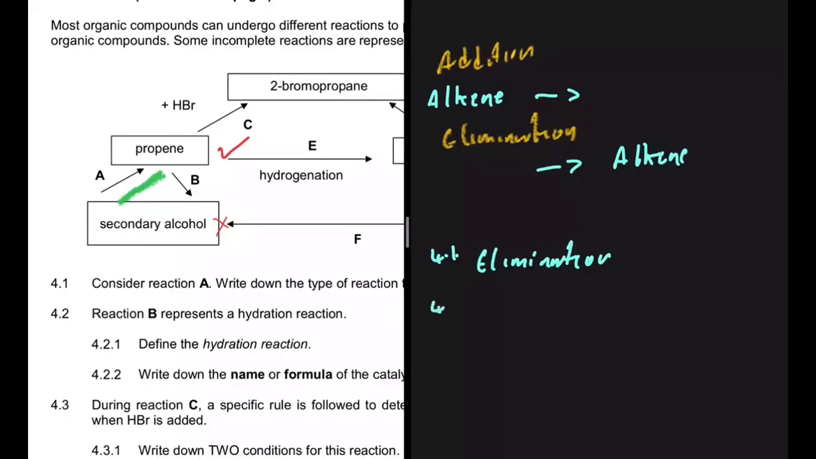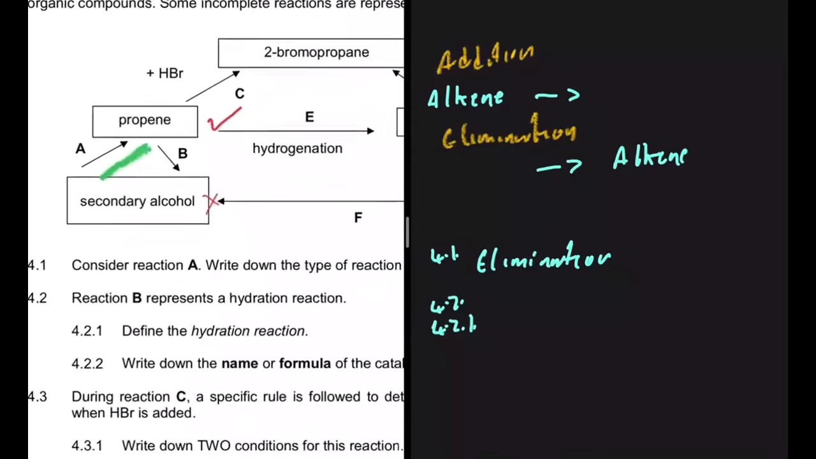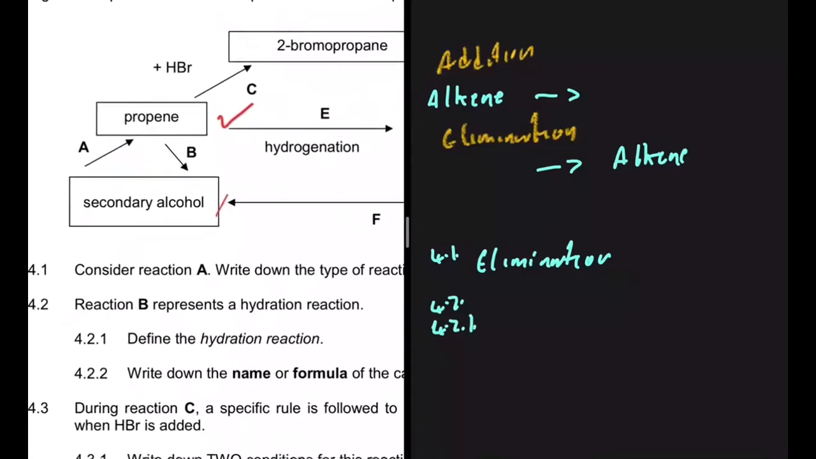Let's do 4.2 and 4.2.1. Reaction B represents a hydration reaction. Looking at B, we're starting with propene and we end up with a secondary alcohol. We are told that reaction is a hydration reaction. Now what we're asked to do is to define hydration reaction.